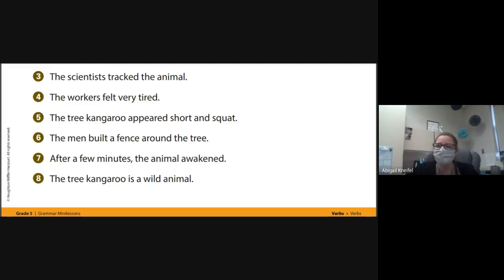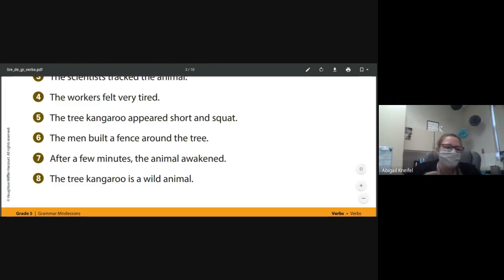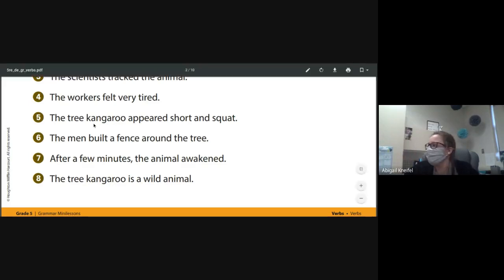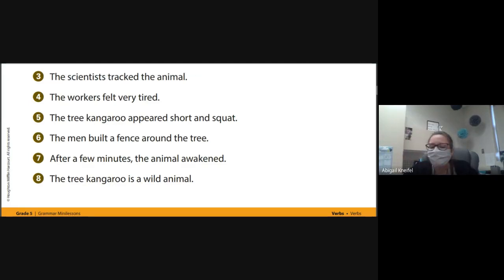Actually, you know what? I'm not totally sure on number 8. So we're going to skip it and we'll review that tomorrow. I'm pretty sure it is, because wild is an adjective, so that would be just a linking verb there. Is is not normally a linking verb, but it is in this sentence, okay? So it's a little bit tricky.